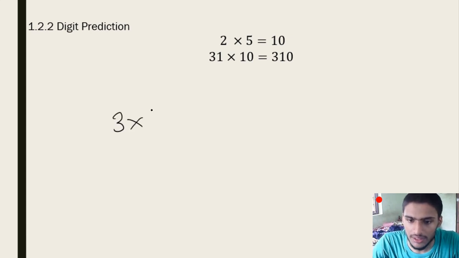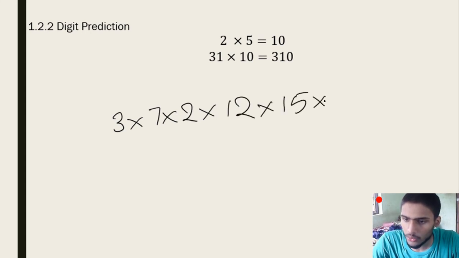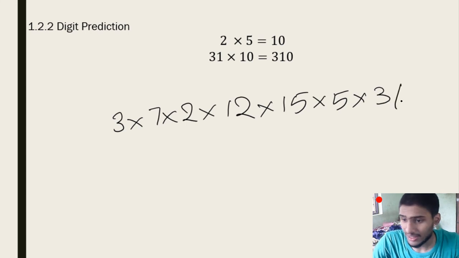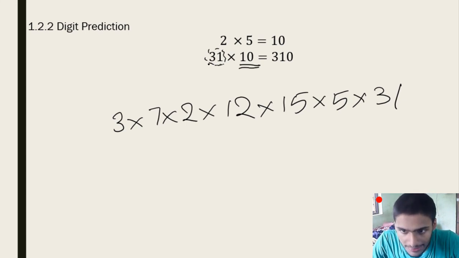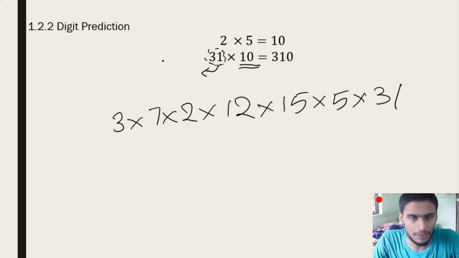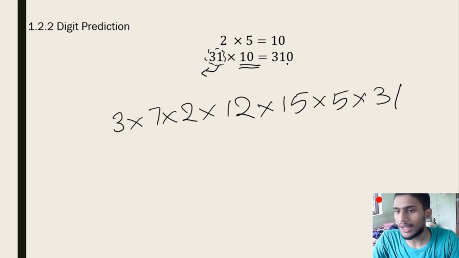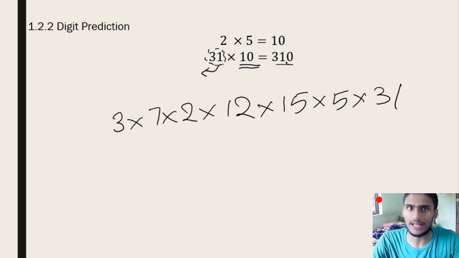So let's say you have 3 into 7 into 2 into 12 into 15 into 5 into 31. Random numbers, I just pulled them out. And I can directly predict how many zeros this number has following it by looking at the previous two equations. Say this 31 is just a random example. This 31 can be any number. If you multiply it with 10, you will place a 0 at its end. This is something you do naturally.